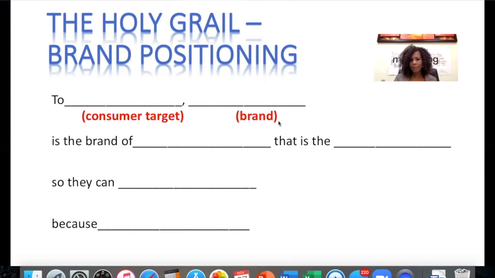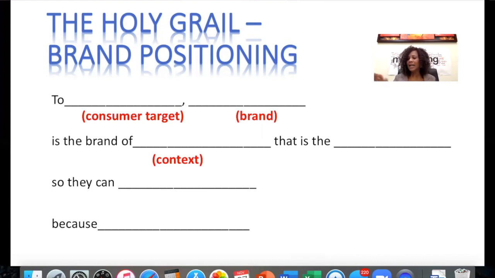Next, brand. What's the brand you're trying to market? It's the brand of what we call context. So what's it competing against? For example, if you're a video game, you're competing against certainly other video games, but you're probably also competing against a little broader range of things, such as television shows or streaming services or other activities that a person could be doing with their time.